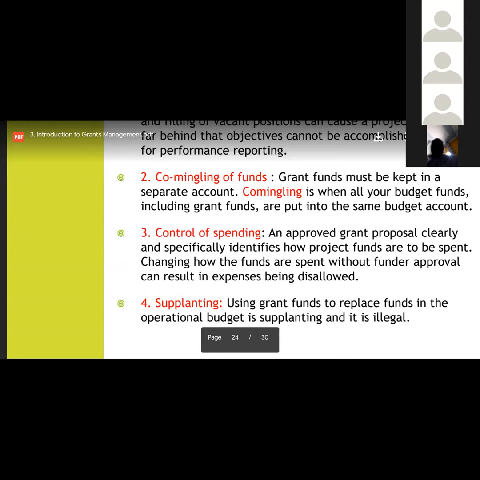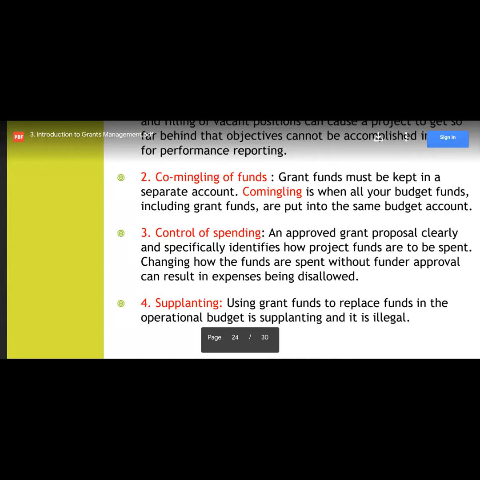So anytime you find yourself in a situation where you are trying to replace funds in the operational budget, then this is supplanting, and it is illegal to do this, because supplanting sometimes does not work out very well. It is important for us to ensure that we do not have a situation of supplanting as expected. So supplanting is something that we should always avoid as much as possible.